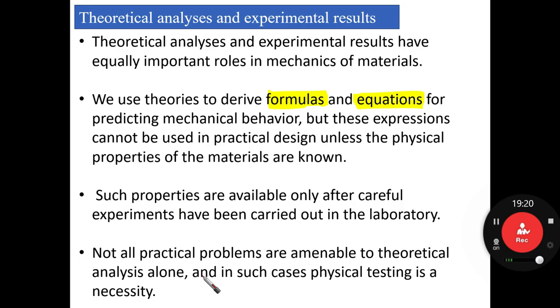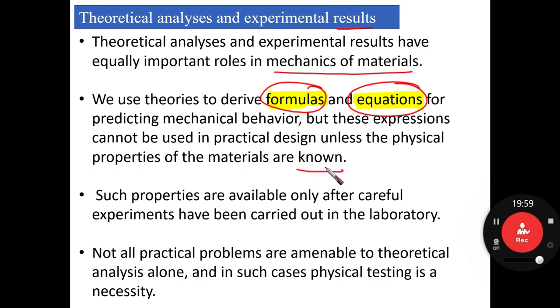Now let's go to the theoretical analyses and experimental results, and what the difference is between the two and when we need one and when we need the other. Theoretical analyses and experimental results have equally important roles in mechanics of materials. This is very true, I think. We use theories to derive formulas and equations for predicting mechanical behavior, but these expressions cannot be used in practical design unless the physical properties of the materials are known.